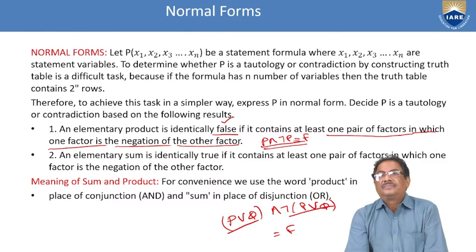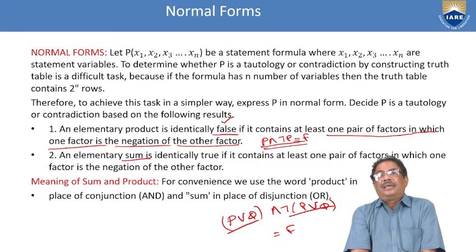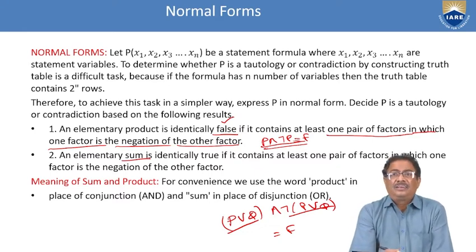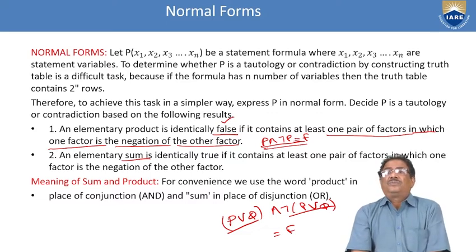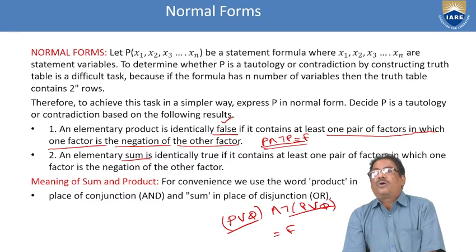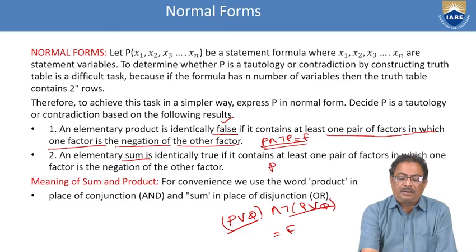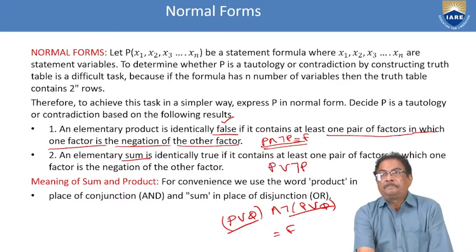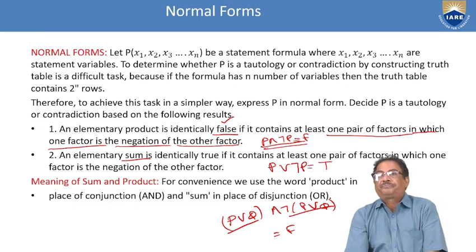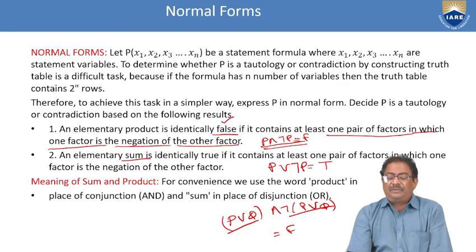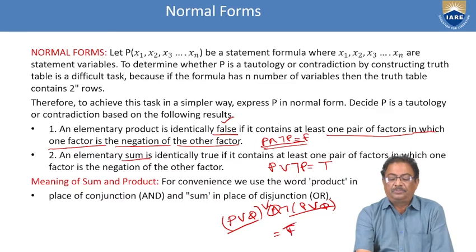So this is true and its negation is also true, which is false, which is a contradiction. Next, an elementary sum is identically true if it contains at least one pair of factors in which one factor is the negation of the other. Suppose I am taking P or negation P; if I get P or negation P, then it is true.